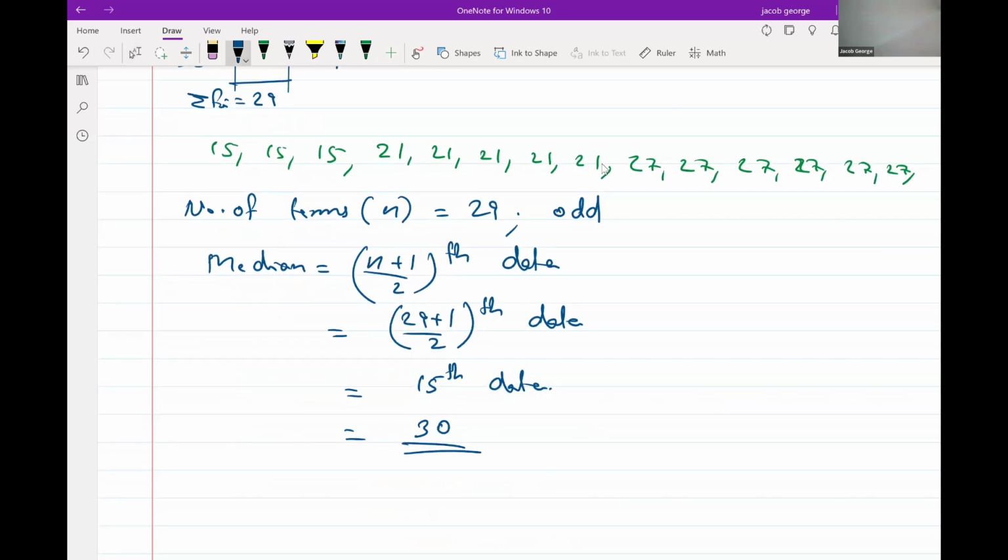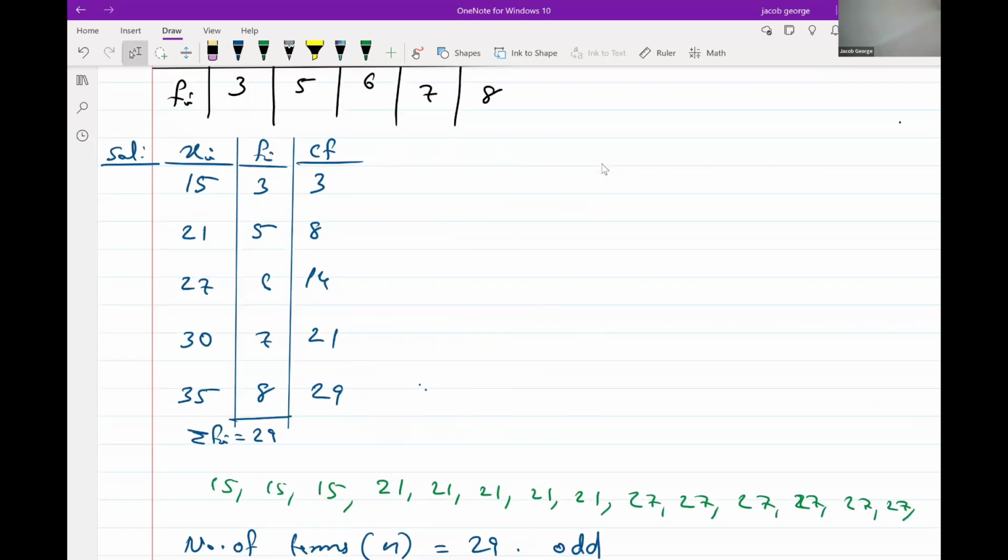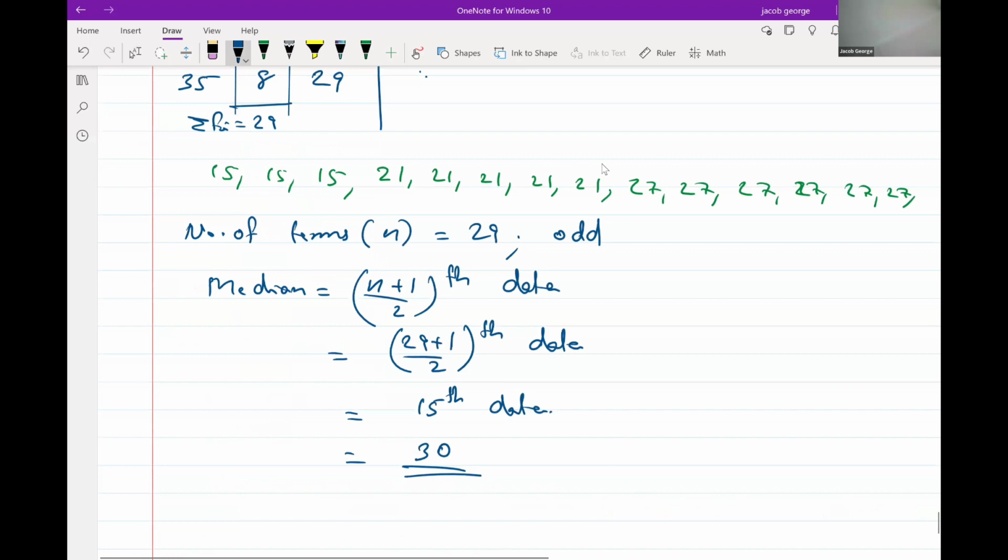I repeat. 1, 2, 3. First 3 terms are 15, three times. Next, 4th term to 8th term is 21. Cumulative frequency 8 means the next 4th to 8th term is 21. 9th to 14th term is 27. 15th to 21st term is 30. So 15th term is 30. Clear? Then same as in the last one. So median M is 30.